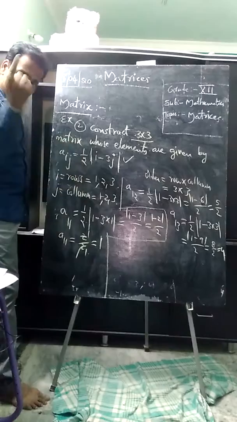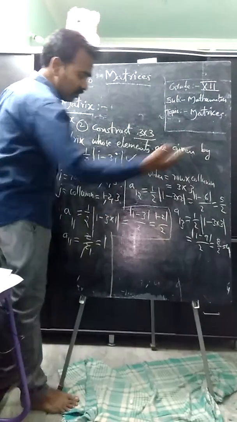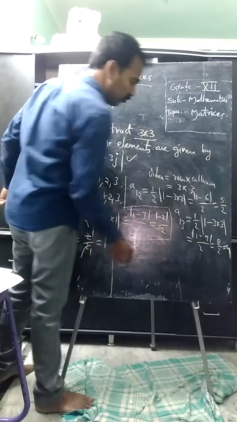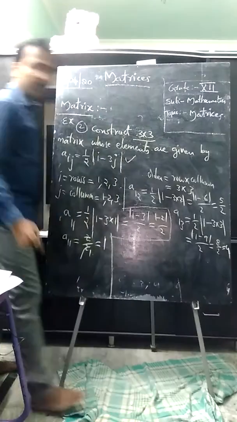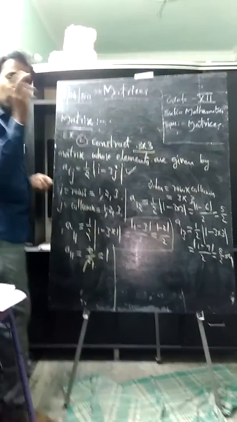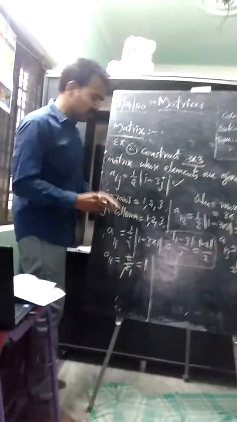First row, first element is 1. First row, second element is 5 by 2. First row, third element is 4. So in this manner, we will find all the 9 values. Then after, we'll frame the matrix.